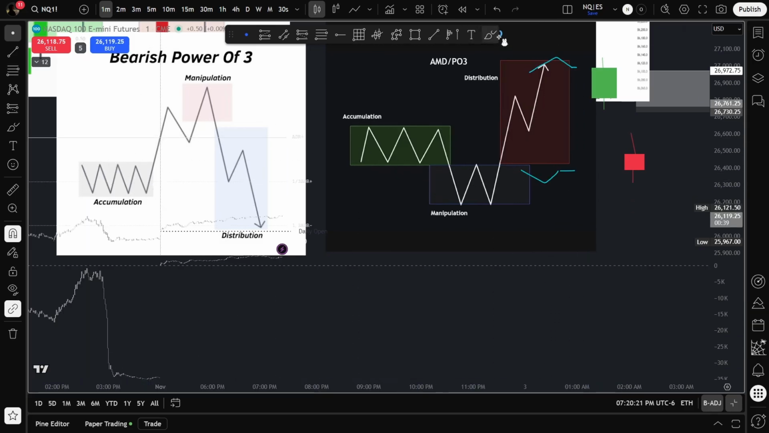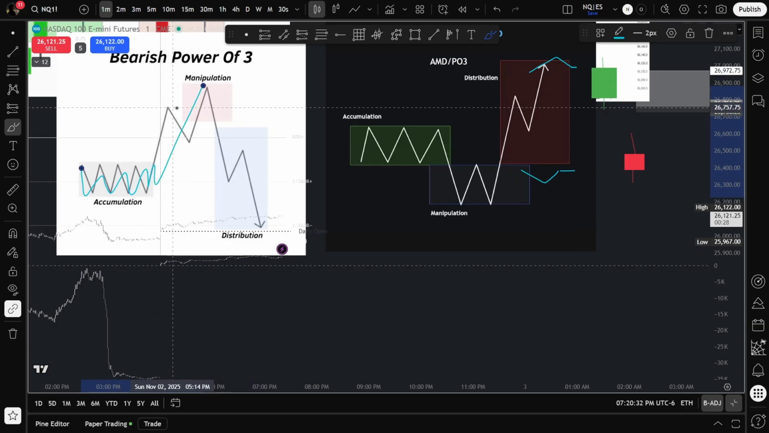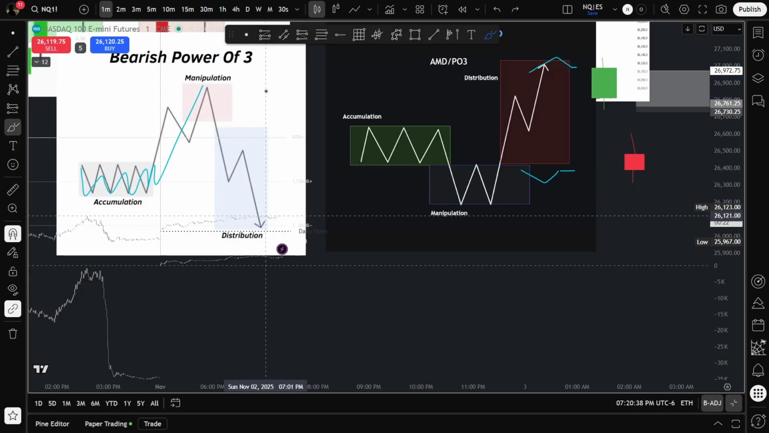Accumulation is basically consolidation, and consolidation, if you don't know what that means, just means price is going sideways. Now price breaks out into a level, a key level, and then it would reverse the other way. That is power 3. That is how you trade power 3.